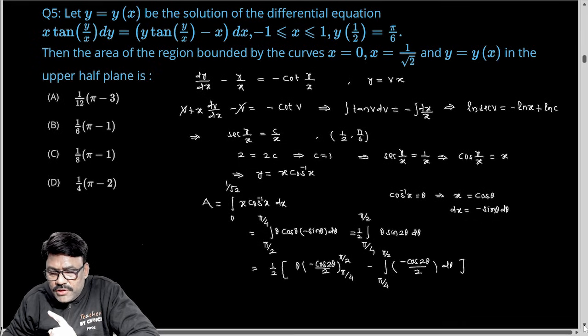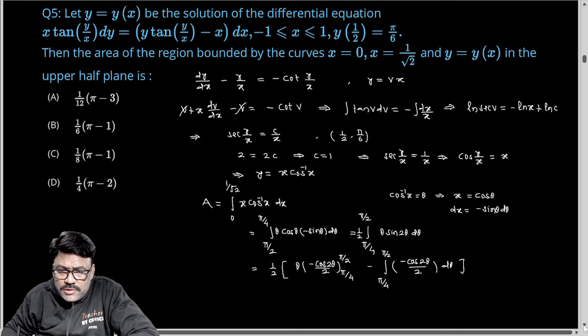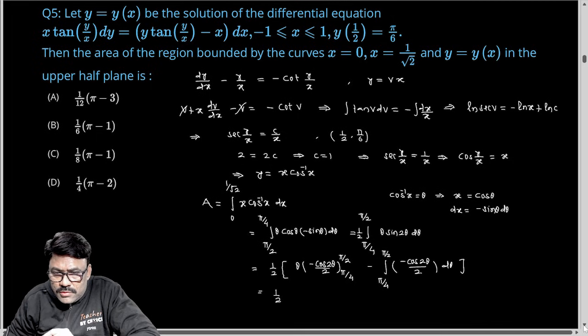And here also integrate cos 2 theta again. The integration of cos 2 theta will be sine 2 theta by 2. So you are getting what? Again 2 can be taken outside, these 2 and these 2. So outside you are getting half.